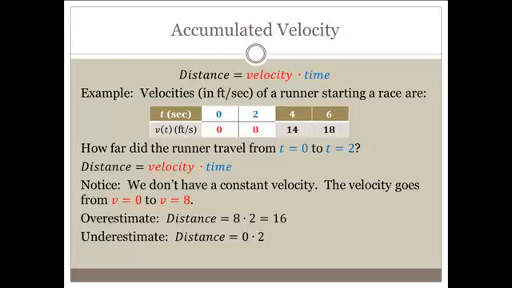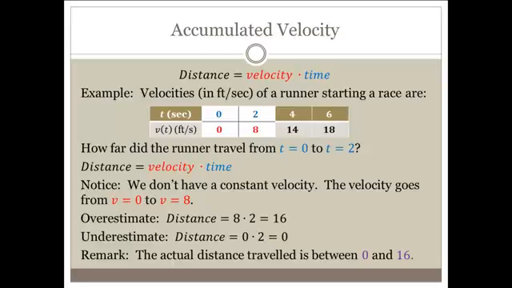We can also get an underestimate, that is an estimate which is less than the actual distance traveled, by using our smaller velocity, 0. So the distance traveled is 0 times 2, which is 0 feet. Logic tells us that neither of these are actually correct, and the actual distance traveled is somewhere between 0 and 16 feet. So we have a range of what the distance traveled could be.